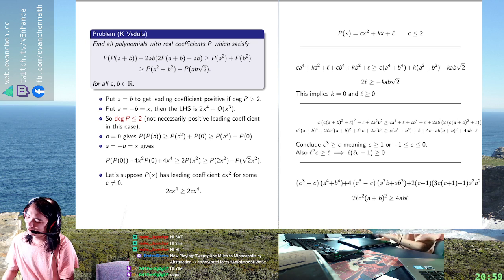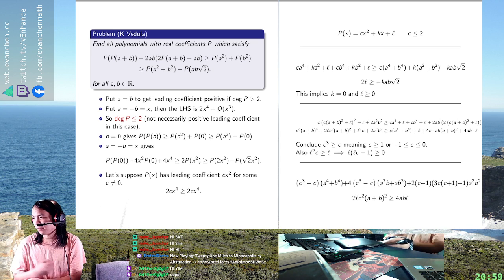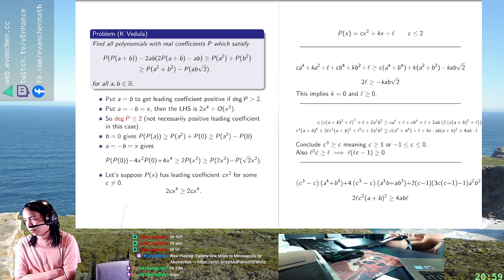Is there anything I'm missing? Okay, what if C is actually exactly 1? What would I want to be true? If C is exactly 1, and L is super negative, you die.